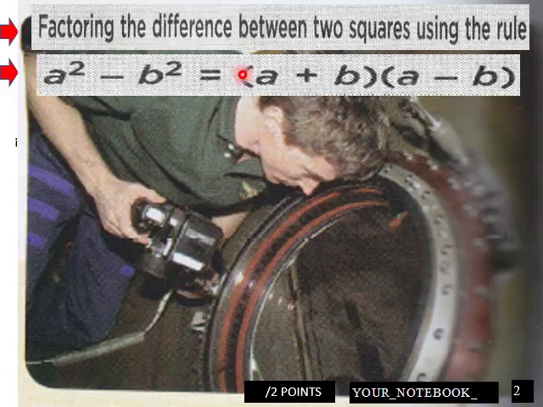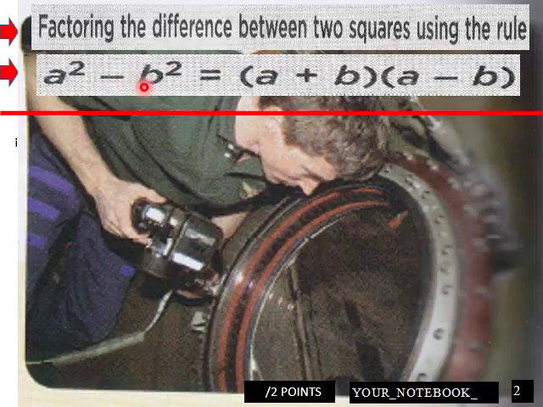So factoring the difference between two squares using the rule, here is your pattern for factoring a difference of squares. You go to this kind of pattern.